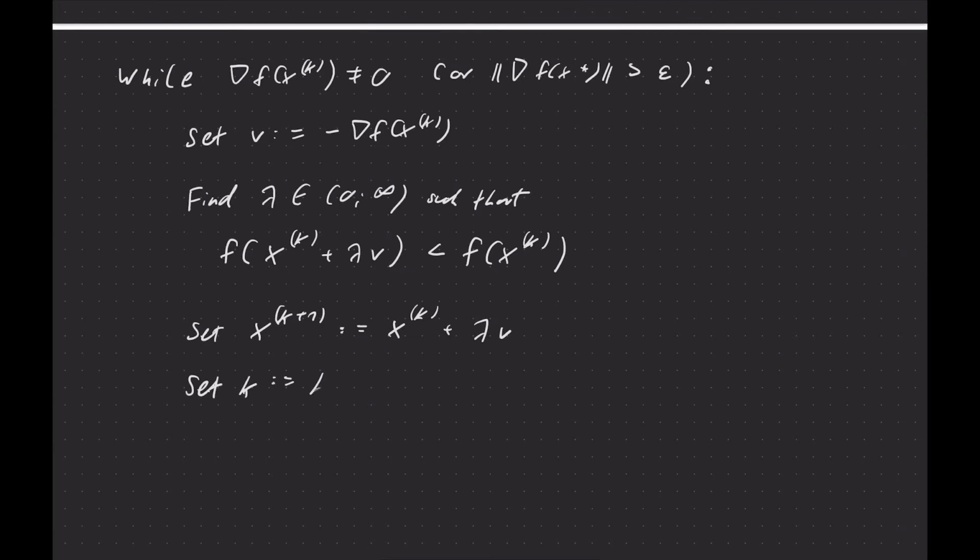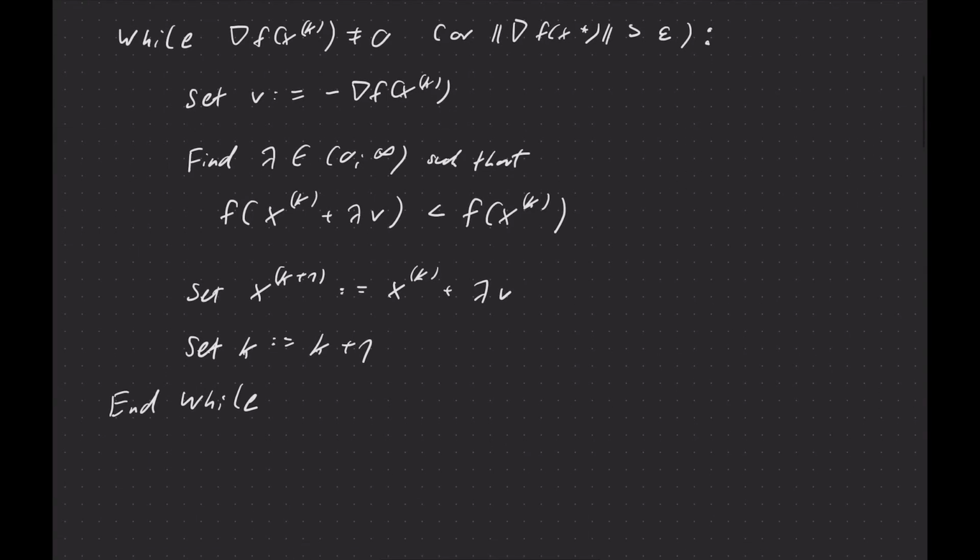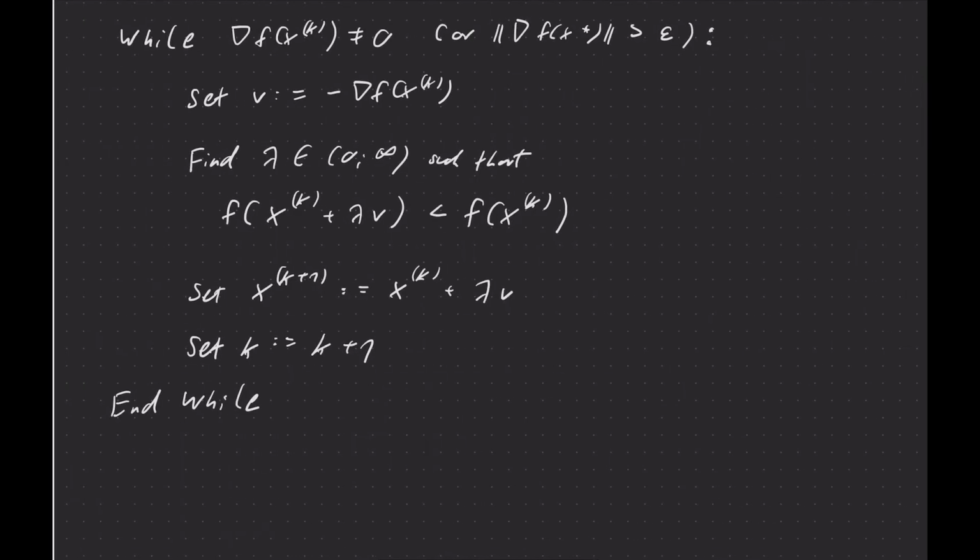And then we just increase k by 1. So set k equal to k plus 1 and repeat the loop. So that's where this loop ends here. And once we're done, we have a point where the gradient is 0, and we've decreased function value, so that should be a local minimum. And that means we just return that point, x star, that is simply the current iteration xk.